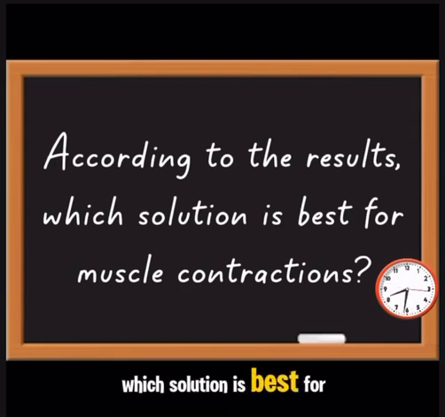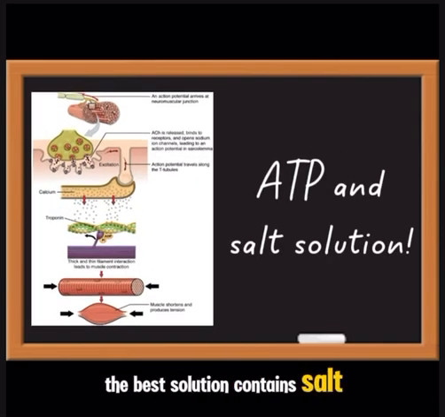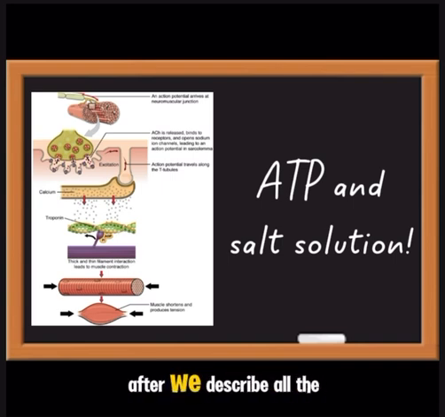Which solution is best for muscle contractions? The best solution contains salt and ATP, and you'll see why after we describe all the muscular structures.